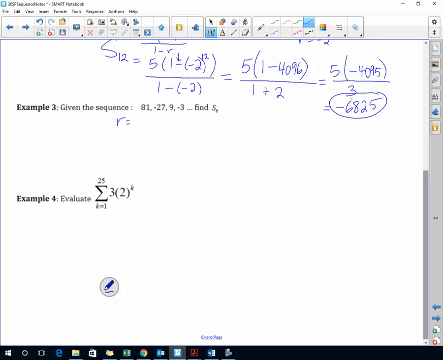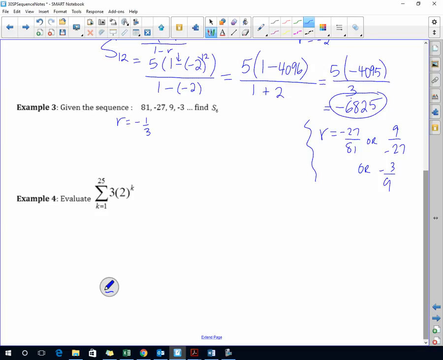Again, just to refresh your memory, r is negative 27 divided by 81, or 9 divided by negative 27, or negative 3 divided by 9. Do you see all of those? I'll get negative 1/3 out of it. So don't get the wrong answer by saying the ratio is 3, because it's not getting bigger, it's getting smaller, right? So technically you're dividing by 3, which is the same as multiplying by 1/3.